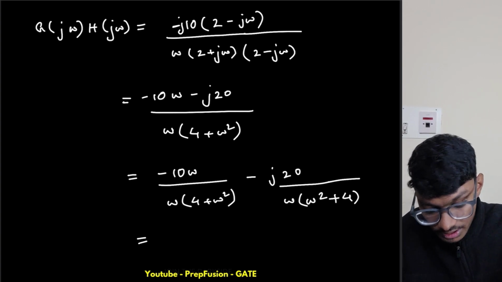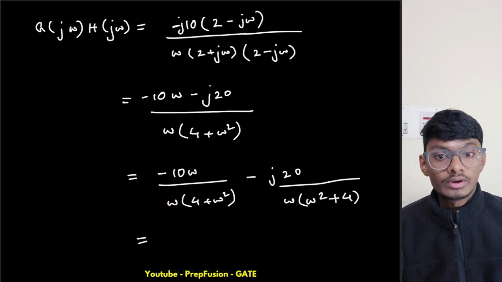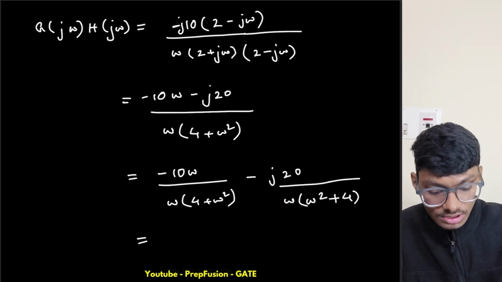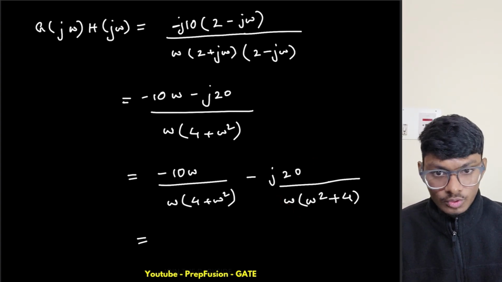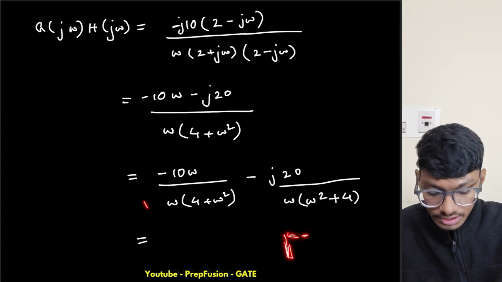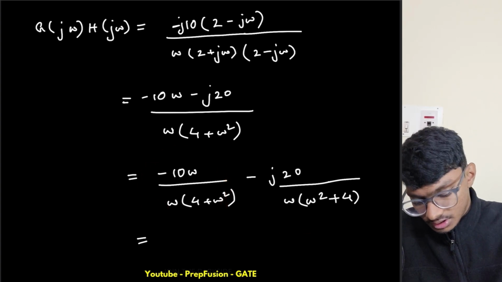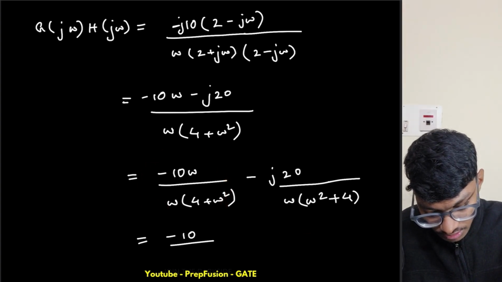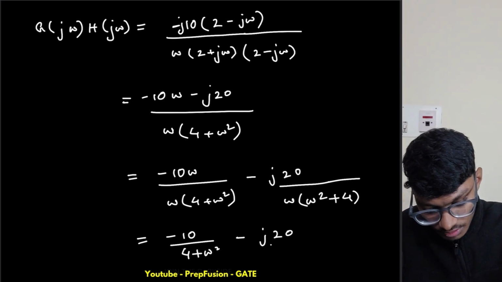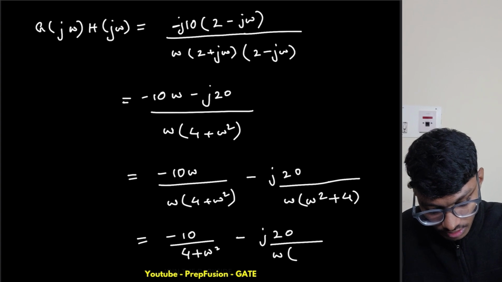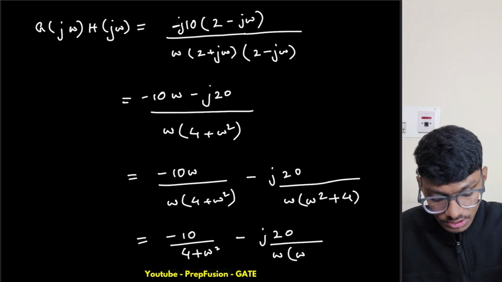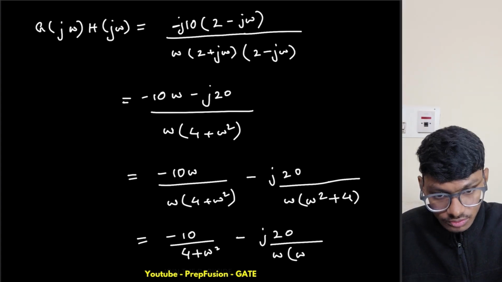Now what is happening is that luckily this omega gets cancelled in the real part, so I can put omega equals 0 over here and get some value. In the imaginary part the omega isn't getting cancelled, that's why my imaginary component is going to infinity. I hope you understand why the imaginary component is going to infinity while I have a particular real part. This is the real part, minus 10 over 4 plus omega square, minus j20 over omega into omega square plus 4, and both are negative, so both of them will lie in the third quadrant.